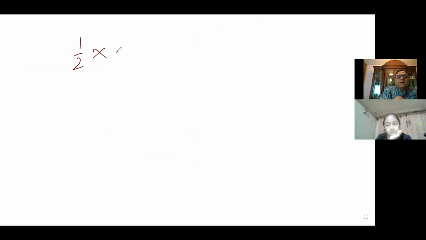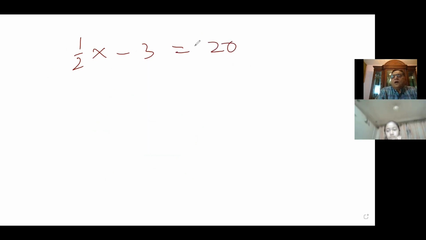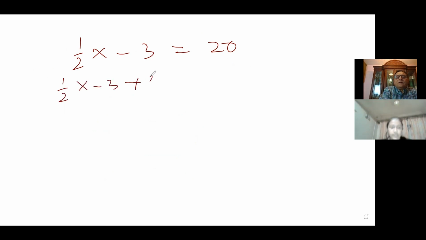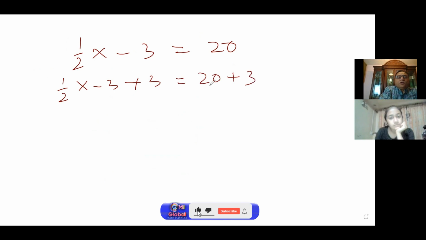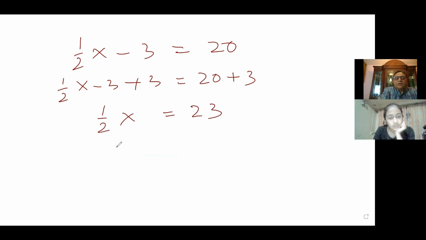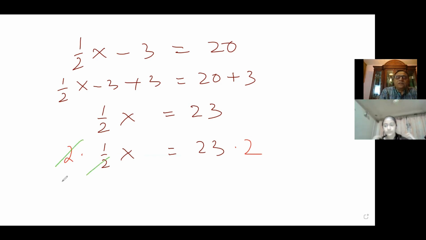Now let's continue with such examples. So we have half of x minus 3 equals 20. How are you going to do it? We will add 3 on both these sides. What do you get? You will get 0 and 23. So 3 cancels, half x equals 23. Now what will you do? You will now multiply by 2 on both these sides, right? This dot is for multiplication. So when you multiply by 2 on both these sides, this 2 and half becomes 1. And so we have isolated x. X equals 23 times 2, which is 46.